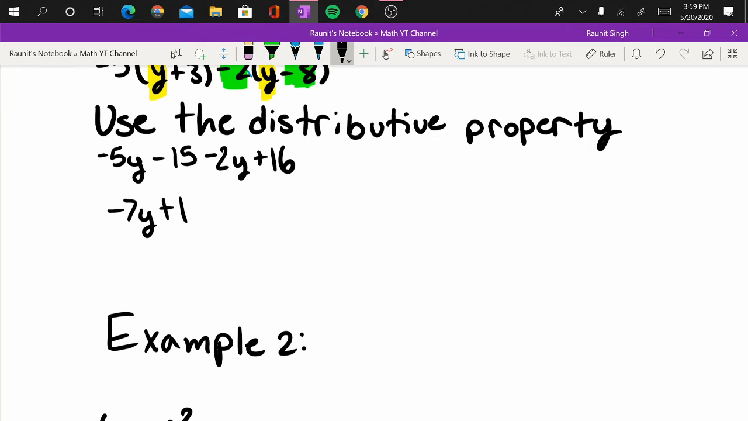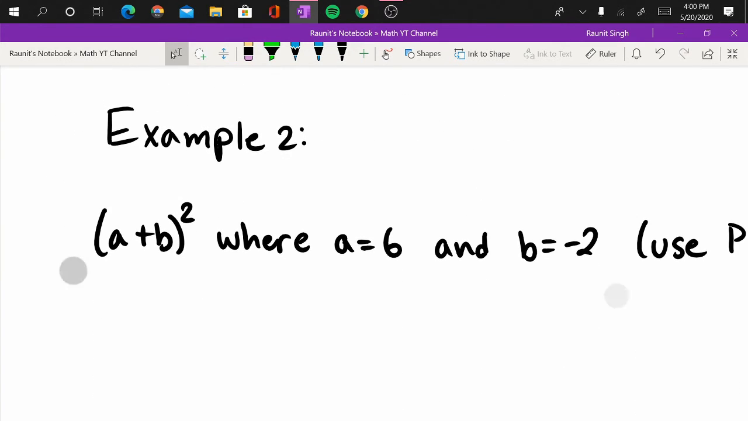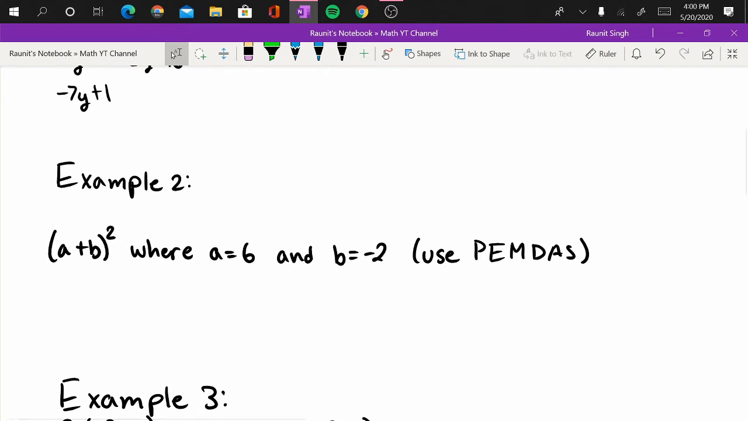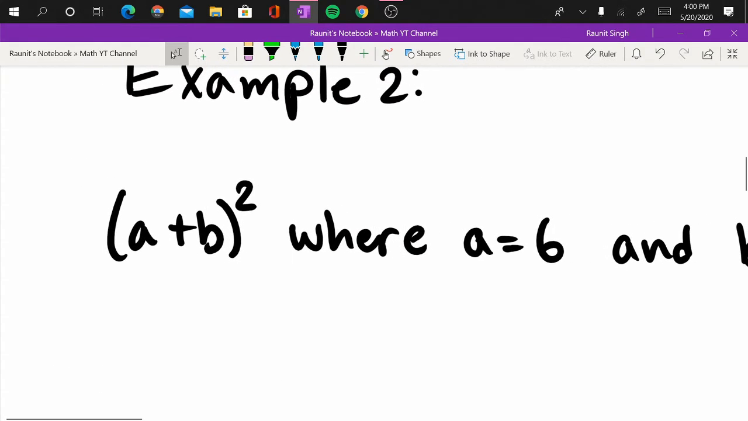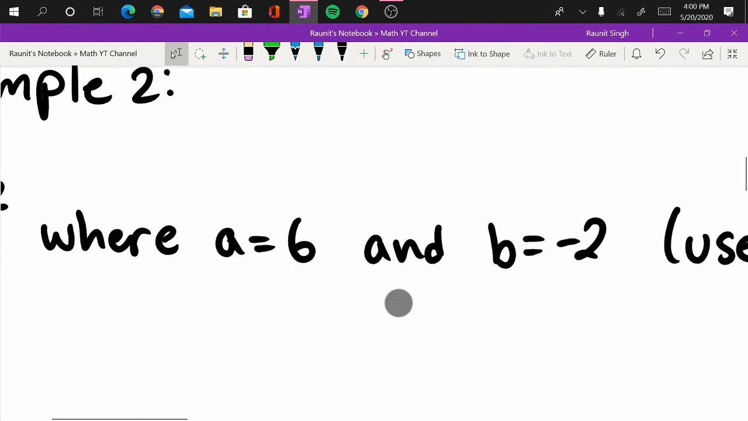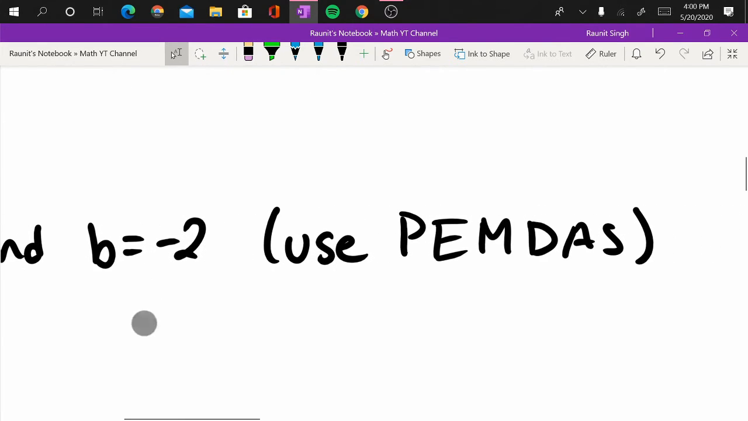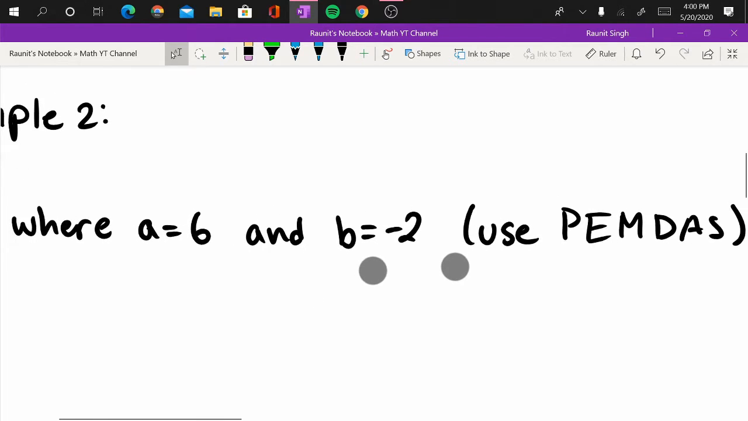Okay, so now we're going to move on to our next example. Our next example is (a plus b) squared, where a equals 6 and b is equal to negative 2. For this equation, we are going to use PEMDAS.